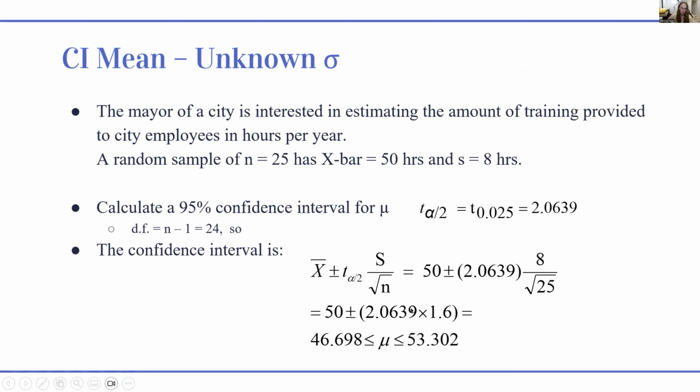So roughly, you know that 2 times 1.6 is going to be about 3.2, right? Roughly. But calculate it out. So you get some number, you subtract it from 50, you get 46.698. You add it to 50, you get 53.302. Don't believe me?